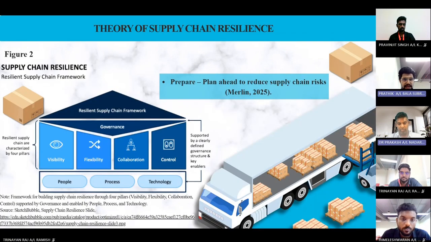Next slide. This slide shows supply chain resilience, which helps automotive companies to prepare for and recover from disruptions. It focuses on visibility, flexibility, collaboration, and control. These are important at both levels. Macro level challenges such as global trade tensions, pandemics, and geopolitical disruption can affect the whole automotive supply chain. Micro level challenges such as single supply dependency, production delays, and poor inventory control happen within the company. Therefore, applying these resilience principles helps automotive firms reduce risk and maintain continuous production.